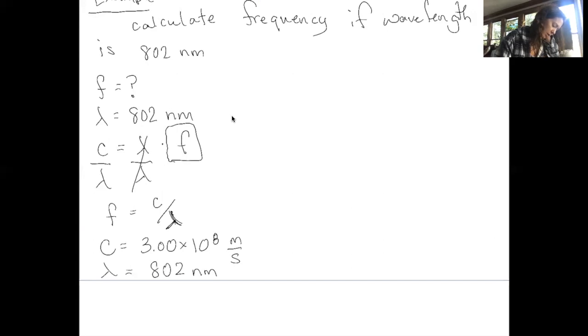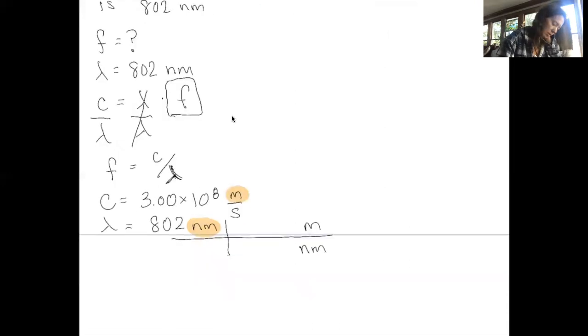I already wrote that down, being a little redundant here. Now, once again, hopefully you're seeing that this is in meters. Therefore, this must also be meters. So I need to utilize my T-chart that we learned, and we will convert nanometers to meters. This is the metric system. Which one is bigger? Meters, give it a 1. How many times bigger? 1 times 10 to the 9th. Divide, we get 8.02 times 10 to the negative 7th meters.